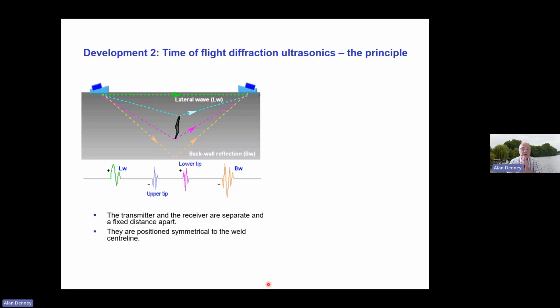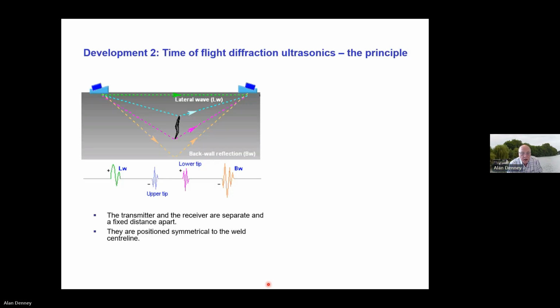Okay, so let me try and explain this image to you. Let's start with what you see at the top. 2 probes at a known fixed distance apart. One is transmitting, the other is receiving. And you've got a lateral wave which is propagating immediately subsurface between those 2 probes. And then you've got another wave, an angle shear wave, hitting the back wall and giving you the back wall reflection.